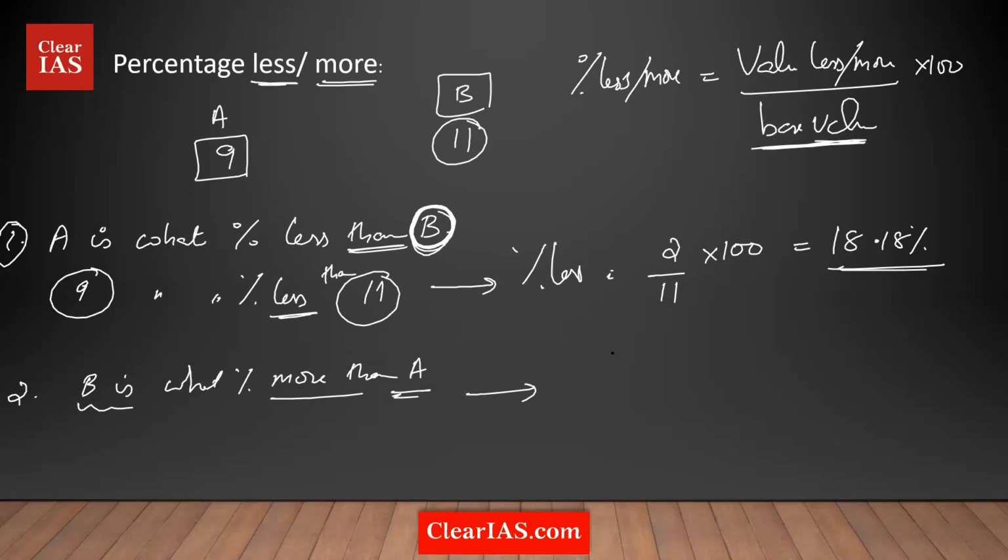So very good job. Value more is nothing but 2, right? 11 is what percentage more than 9? Value more is 2, but what is the base value? More than A, so A is the base value. You're comparing it with 9. So 2 by 9 into 100. 1 by 9, we already know is 11.11. So 2 by 9 is nothing but 22.22 percentage, which will give you the right answer. All of you, is it clear?